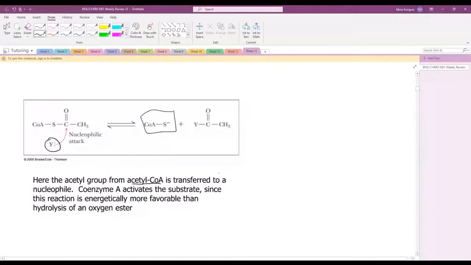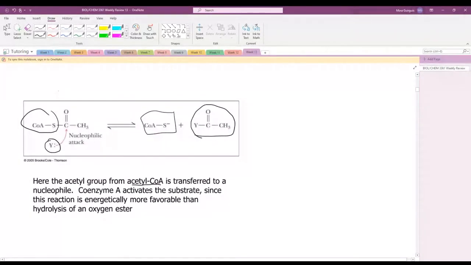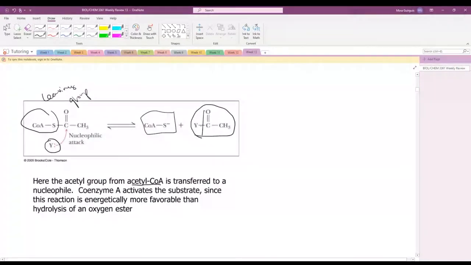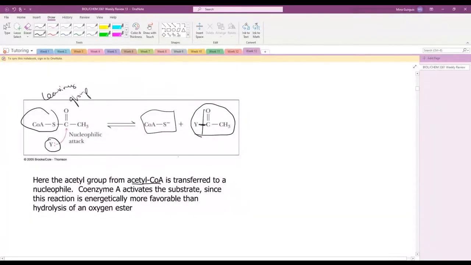When the acetyl group is transferred away, coenzyme A activates this substrate. In other words, this can only be formed because this, thinking back to organic chemistry, is a good leaving group. That makes this reaction more favorable rather than trying to separate some kind of acetate molecule from this. That bond would not be very easy to break. So by adding a coenzyme A to it, we make it a great leaving group, and by doing that, we make the reaction more favorable.